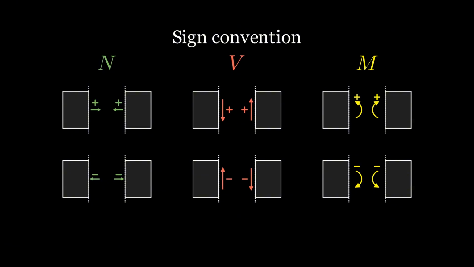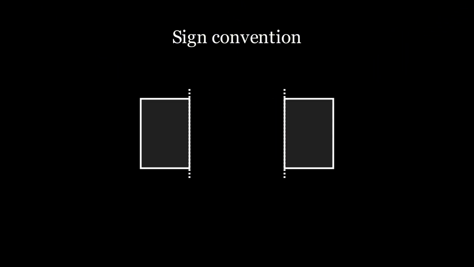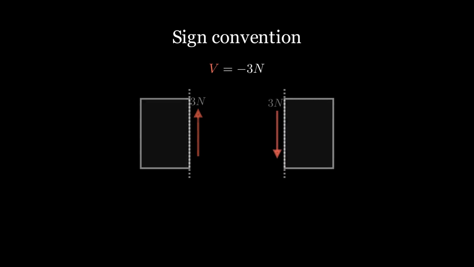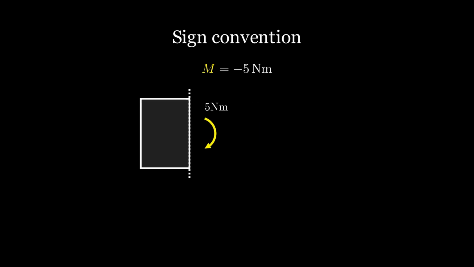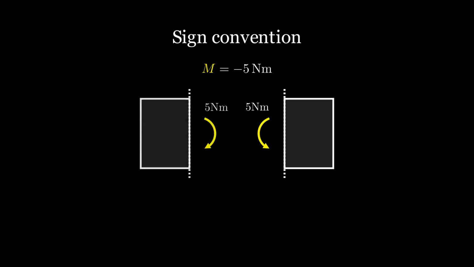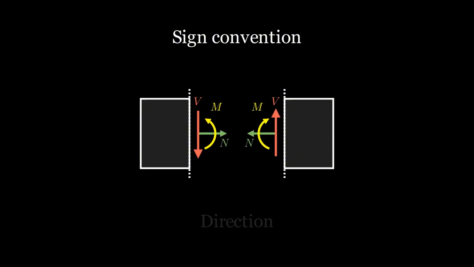Anyway, under this sign convention, if someone says there is a shear force of -3 newtons, then this is the state they mean. And if someone says there is a bending moment of -5 newton meters, then this is the state they mean. So the sign of an internal force does not, by itself, mean a direction. It means a physical state, defined by the sign convention we chose in advance. So that is the basic idea behind the sign convention.